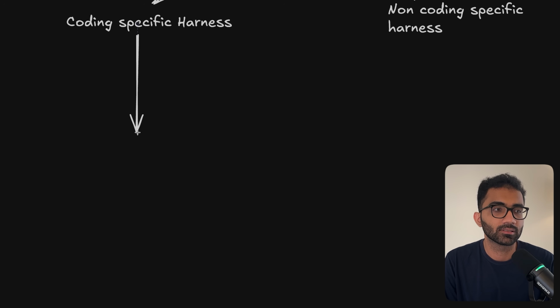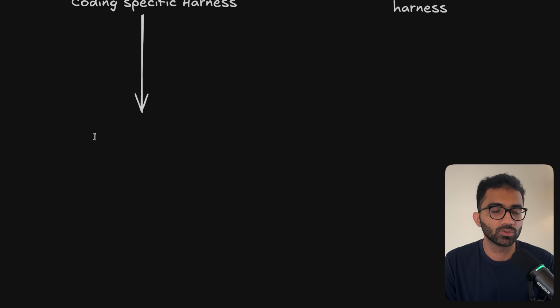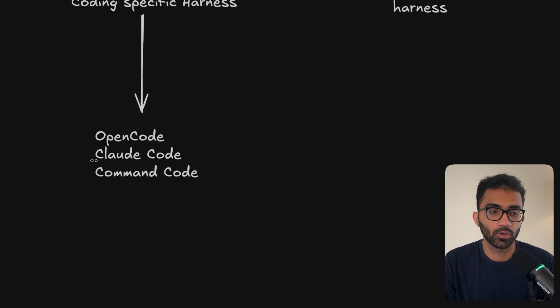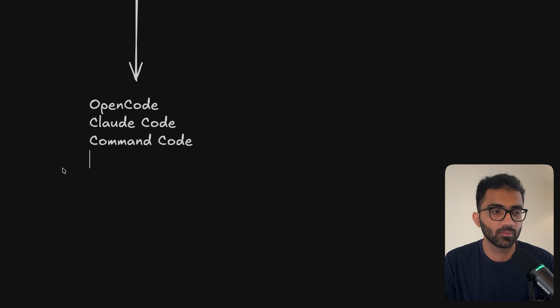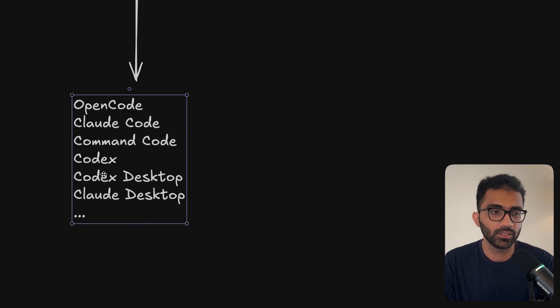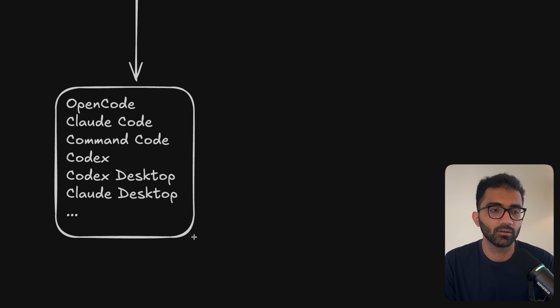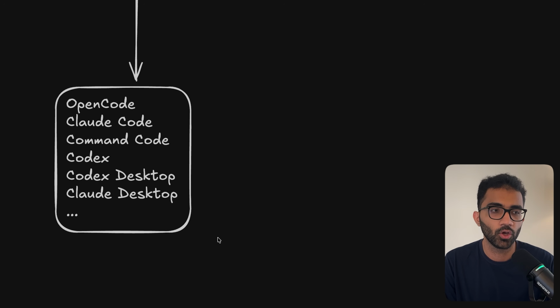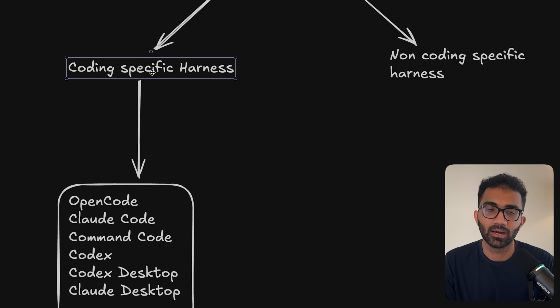But inside of harnesses, I really recommend using one of these. So you can start with open code, you can start with Claude code, you can start with command code, which is also a new one which I've covered sometimes on this channel. You can start with Codex. There are also desktop applications. So Codex desktop is there, Claude desktop is there. So a bunch of these harnesses, right? But the list that I've entered over here is good enough for you to get started with coding specific tasks, right? Because these harnesses are tuned specifically for coding specific tasks.